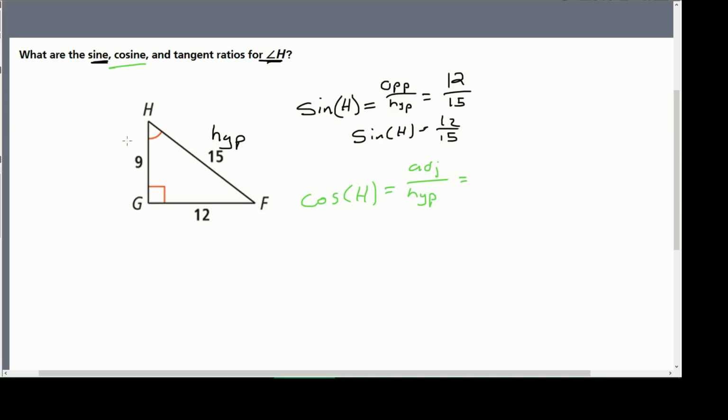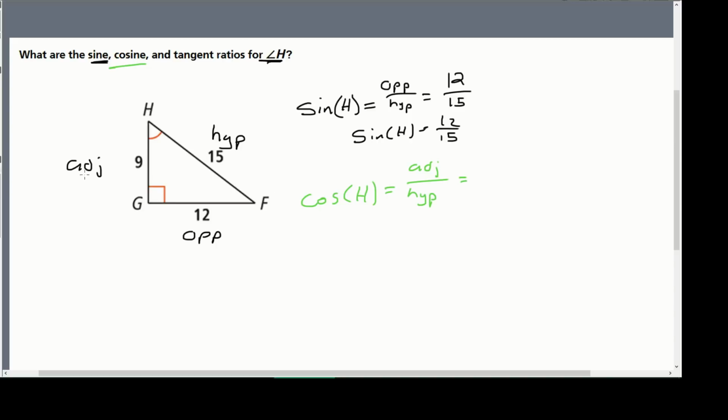Now, from H, we've already determined that 12 is opposite. I can do it two ways. I can follow this ray and this ray, and see that they both will intersect with GF, or straight across is 12. So this is going to be my opposite. Now, if this is my opposite side from H, and this is my hypotenuse, this must be the adjacent side, just by process of elimination. And that's why I said find the opposite first every time. It helps everything kind of just fall into place.